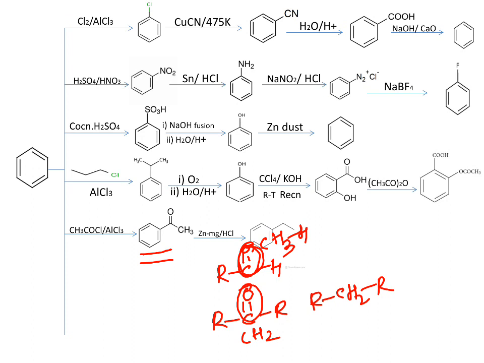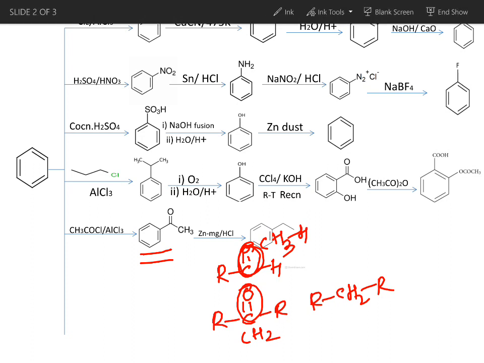When an aldehyde or ketone is reacted with zinc amalgam in presence of HCl, this is called Clemmensen reduction. That is conversion of aldehyde or ketone into alkane with the help of zinc amalgam and HCl. The reaction is called Clemmensen reduction.